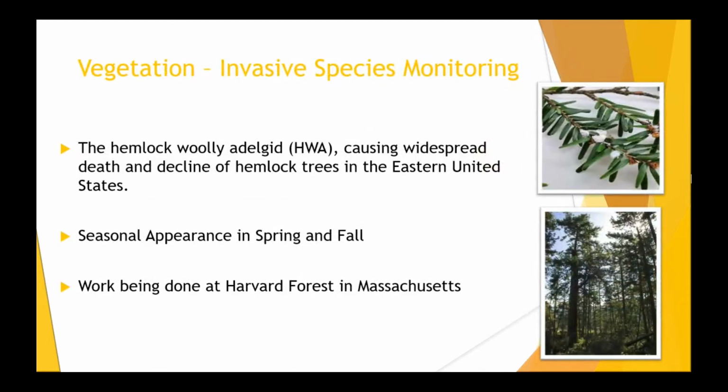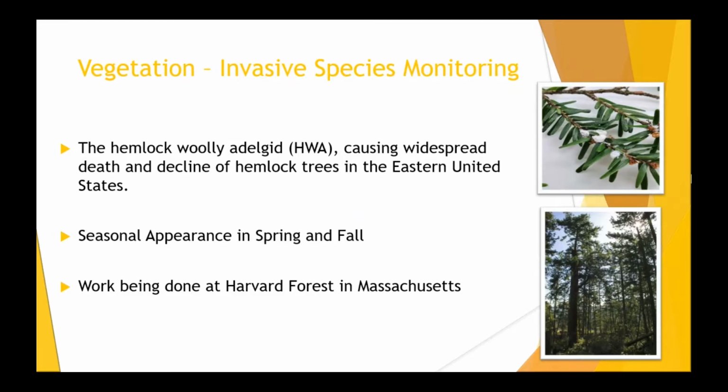So the first application is this vegetation example, and one that I'll be focusing on heavily is invasive species detection and monitoring in particular. In this example, we have a hemlock woolly adelgid infestation, which is a tiny insect that is causing widespread death and decline to hemlock trees in the eastern United States. The most obvious sign of the hemlock woolly adelgid is this covering of wool-like wax filaments that are produced as the insect matures.